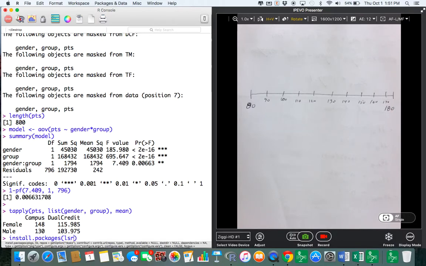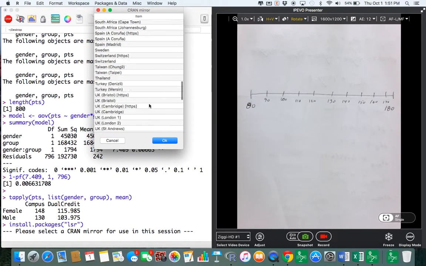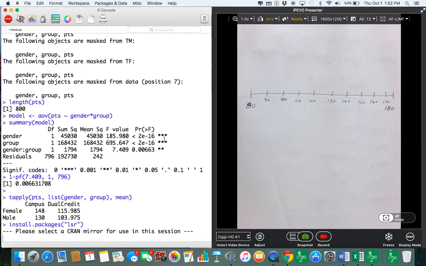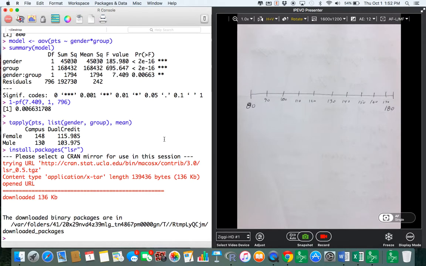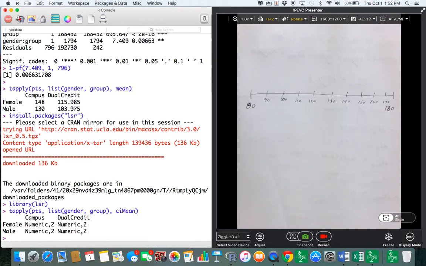called LSR. It's kind of cool. Maybe. And access its library. And by doing that, I can go up to t-apply, and I can come in with something called confidence interval for the mean. Well, that was lovely.